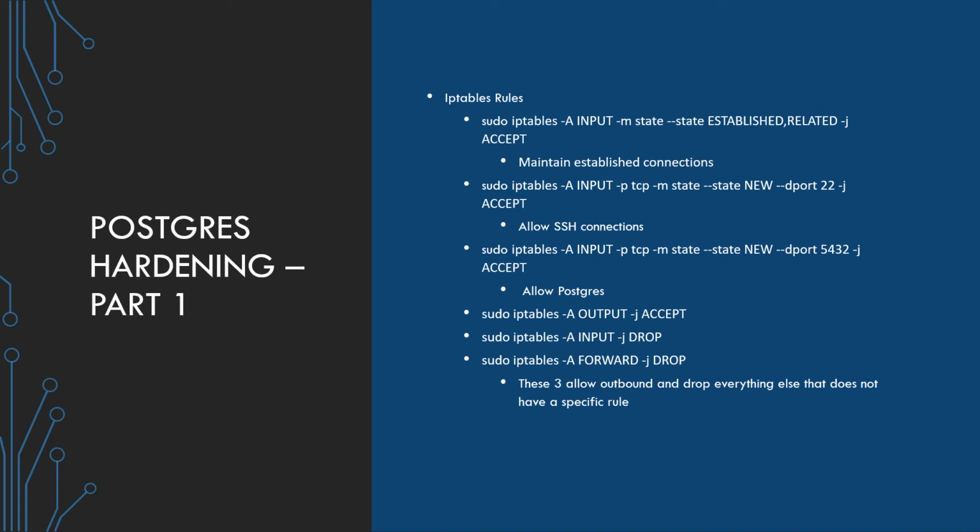And then the last three are outbound rules that drop everything else that doesn't specifically connect to another specific rule. That's why we have a rule right here for port 22 and port 5432, so that they can connect directly to those ports, but if they're not looking for those ports, it drops your connection.